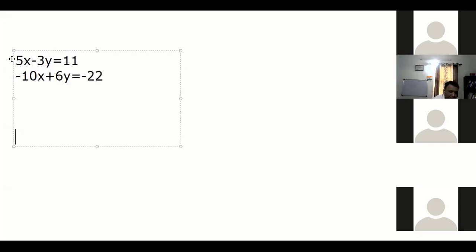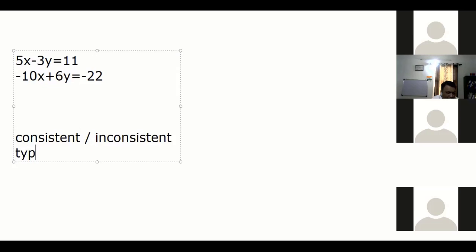You have to write consistent or inconsistent, the type of solution, and the graph. Tell me everybody on chat, three things. Iskan says coincident, consistent, infinite.